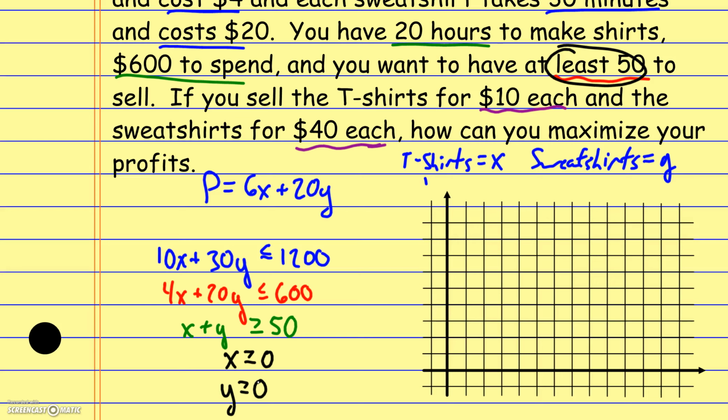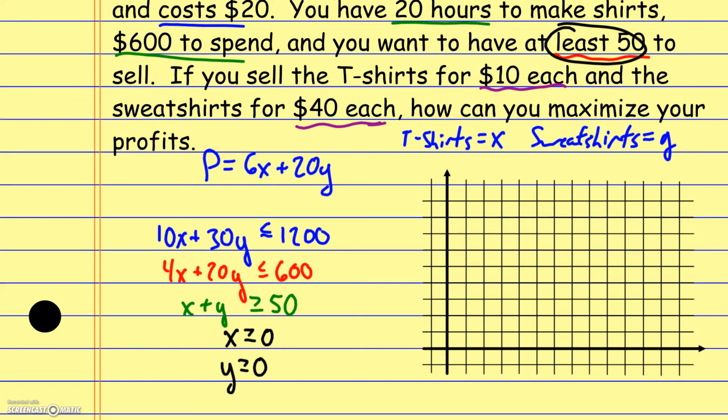I can't have a negative number of t-shirts, and I can't have a negative number of sweatshirts. So obviously we're going to have to be in the positive realm, and our graph is set up that way as well. So now I'm just going to go ahead and graph these things. I'm going to start with the last two because they're kind of already graphed here.